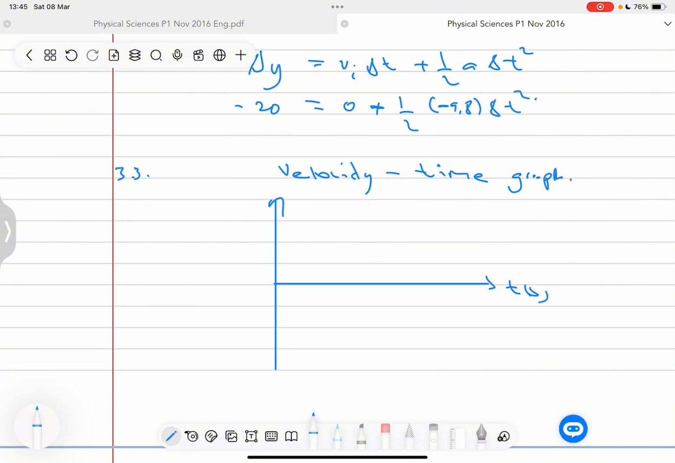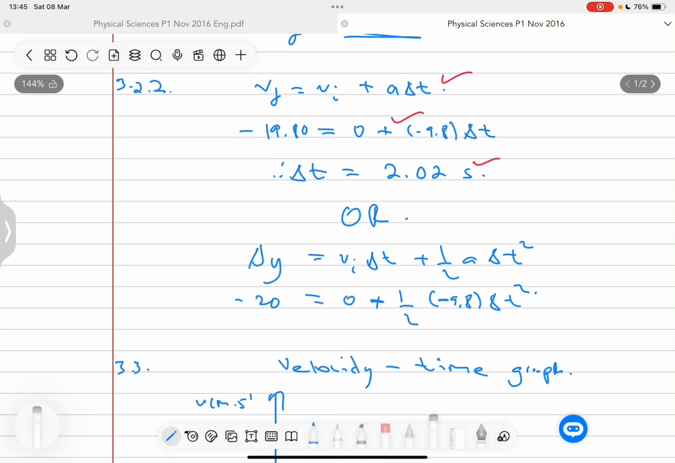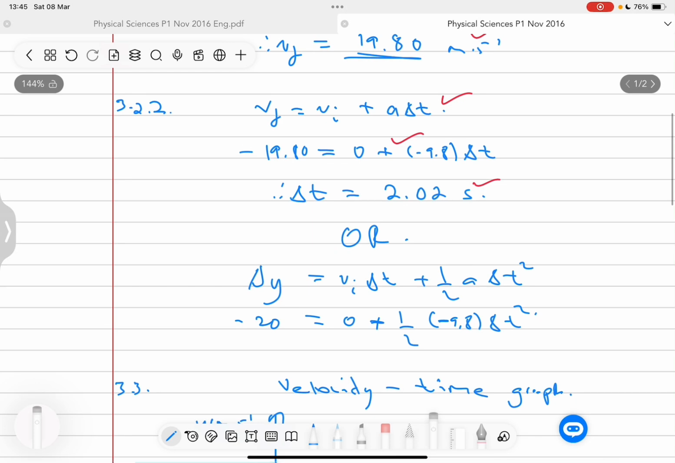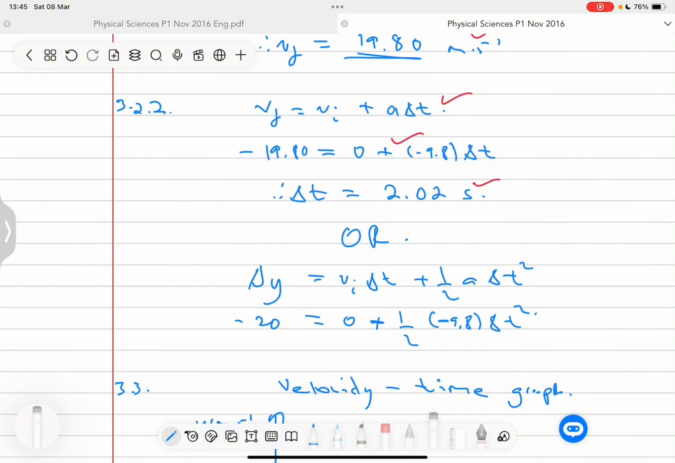So this is time in seconds, this is the velocity in meters per second, and we know that this is the origin. That's why the velocity and the time are both 0. Now, we spoke about this extensively: when we draw the velocity versus time graphs, we actually use this equation to draw the graph. This is a straight line equation, y is equal to mx plus c.